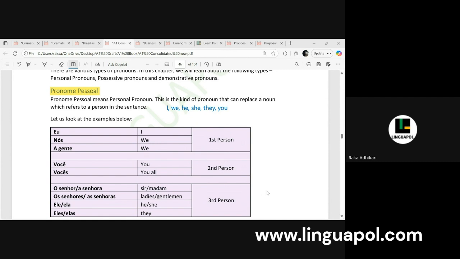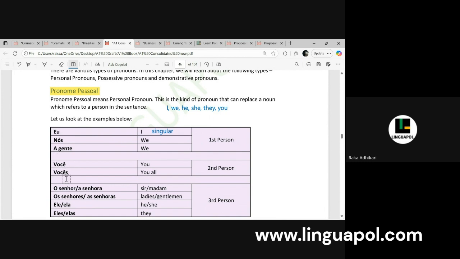So before we proceed, is this list of persons clear to all of you? First, second, and third person. Ok, ótimo, gente. Então vamos proceder para os pronomes pessoais em português. What are the personal pronouns in Portuguese? First, we have first person. So in first person, we will have singular and plural. First person singular is I. That is eu. In Portuguese, it is eu.